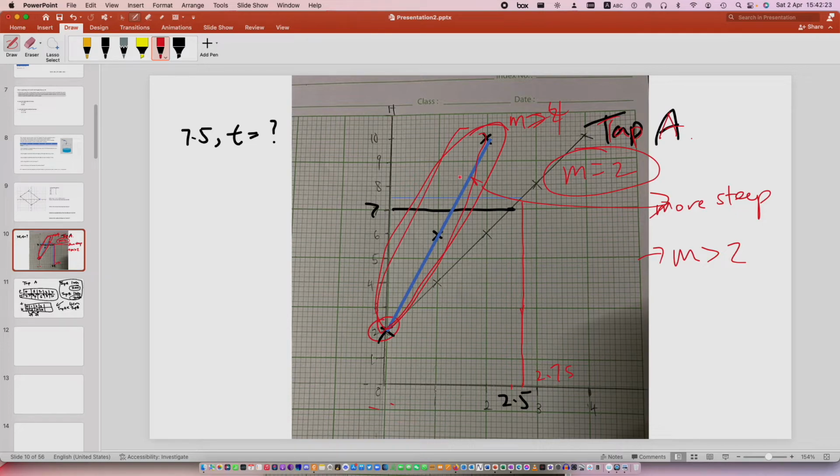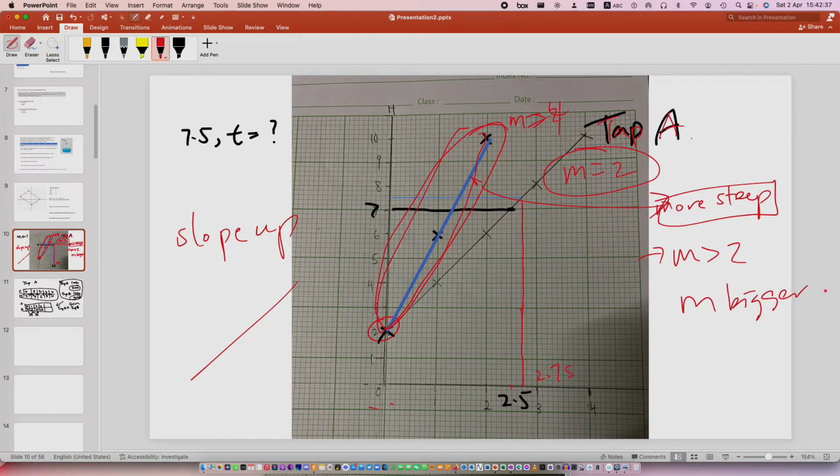Basically what you need to do is, for this slope up, this is called slope up. For slope up, the more steep, the bigger the m. Gradient bigger means the slope is more steep. Does it make sense? Does it make sense? Yep. Good. That's how you explain.